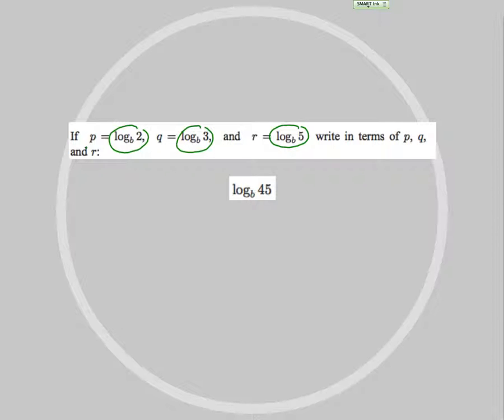Well, looking at those numbers 2, 3, and 5, can I somehow get 45 out of 2, 3, and 5? Like, how could I kind of break 45 down using the numbers 2, 3, and 5? And you might not even need all of the numbers, by the way, but this is what I've got to work with. So how can I write 45 as a combination of these numbers? Like how could I maybe use those numbers to multiply to equal 45?